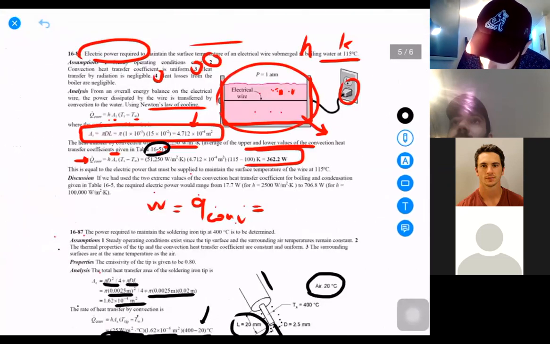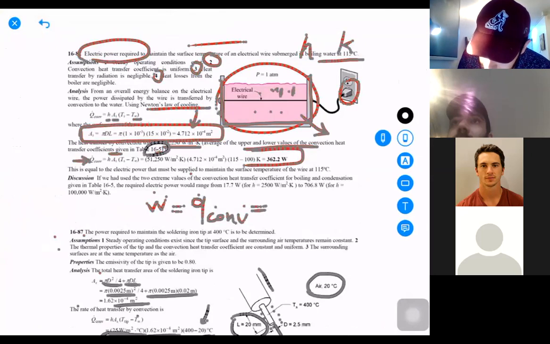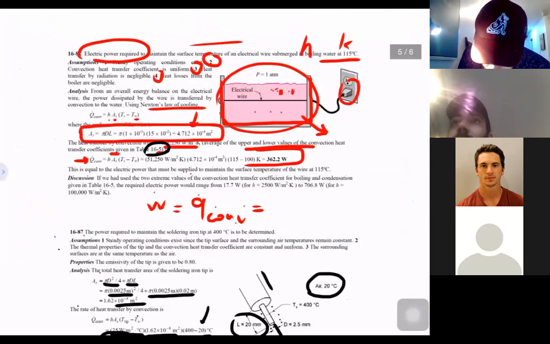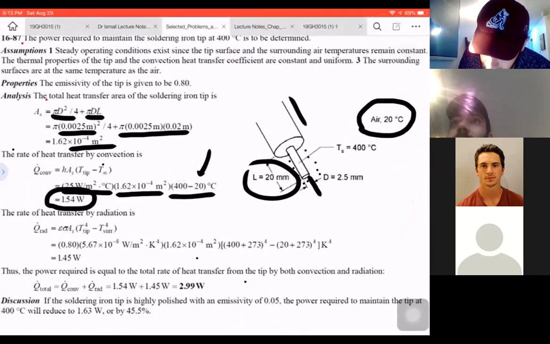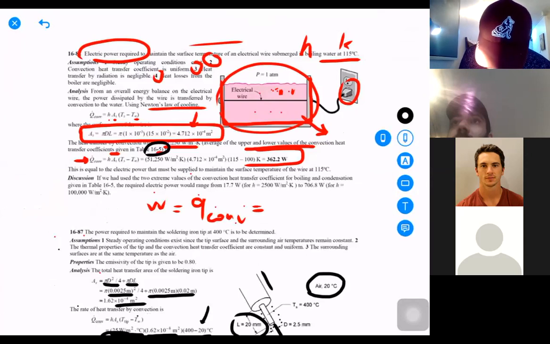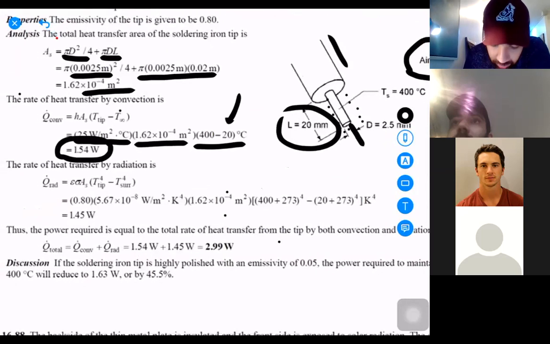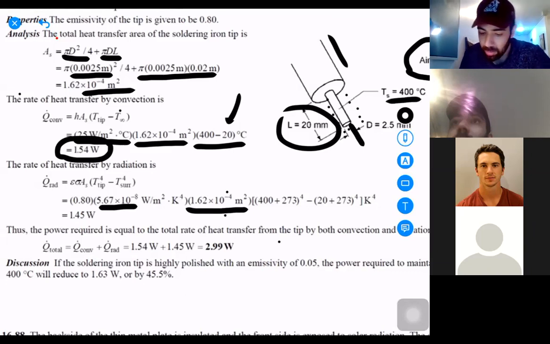And for the Stefan-Boltzmann constant, you have this amount of 5.67 times 10 to the power of minus 8 watts over meter squared times Kelvin to the power of 4, times area, which is 1.62 times 10 to the power of minus 4 meters squared, and T of the surface, which is 400 degrees Celsius, to the power of 4.